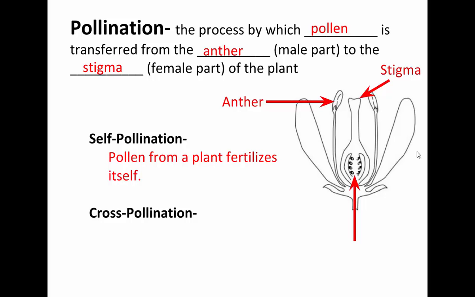The other more beneficial way for the species is cross-pollination. When pollen from one plant pollinates a completely different plant. So you have two separate individuals.